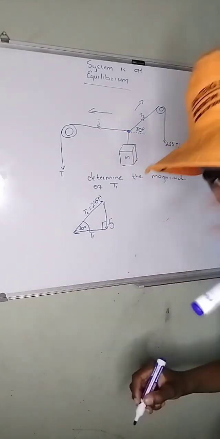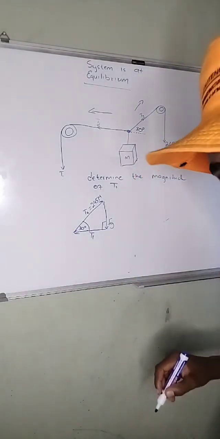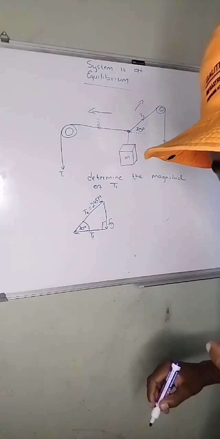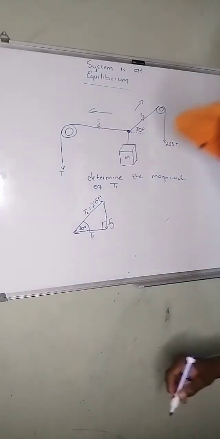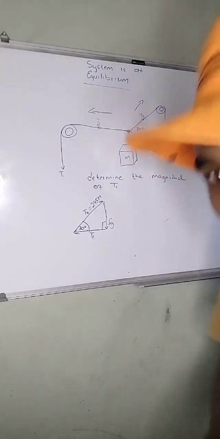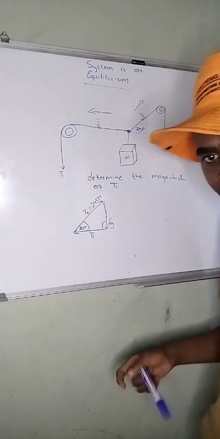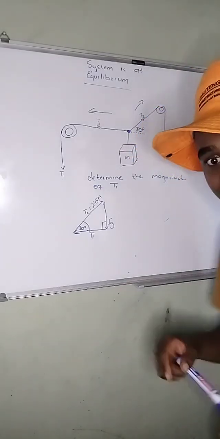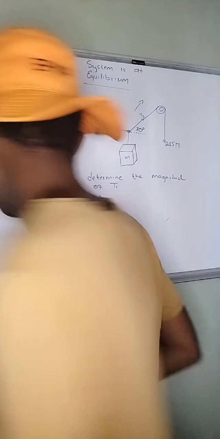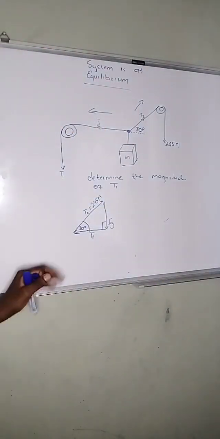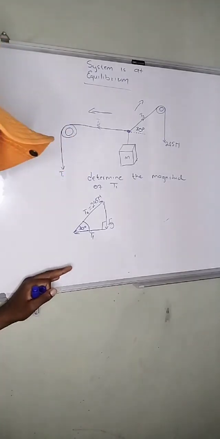So, can we get T1? Yes or no? Can we get T1 according to the information that we have? So how can we get T1? T1, we are going to use a trig ratio. So what kind of a trig ratio are we going to use?